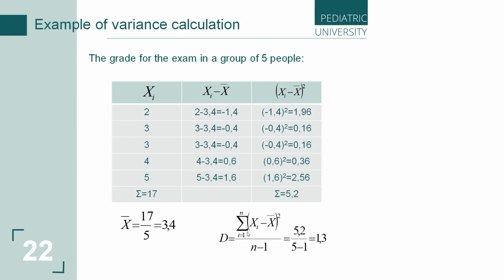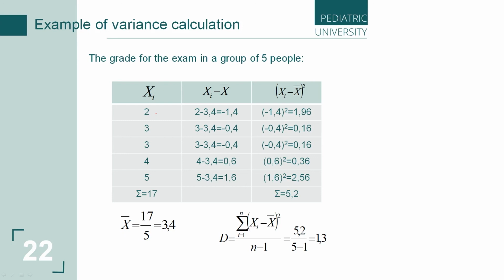In the example, we see the grades for the exam in a group of 5 people: mark 2, mark 3, mark 3, mark 4, and mark 5. First, we count the average. We get 3.4. How can we calculate the average value, or mean value? Summarize all numbers and divide by how many numbers were in our sample. Calculate it, it's 3.4.